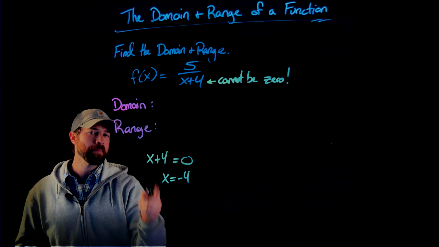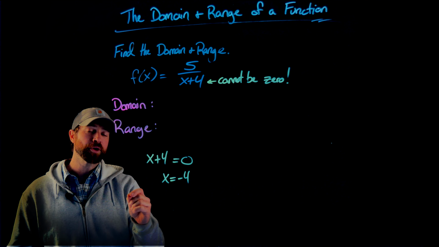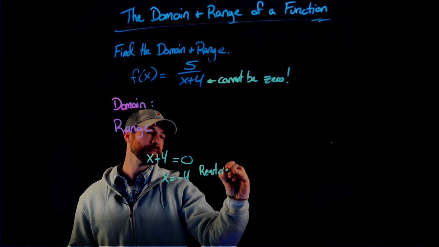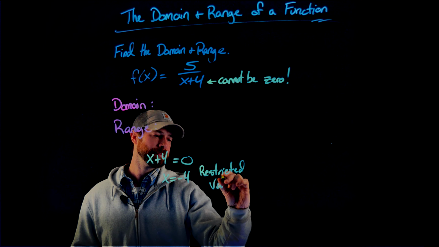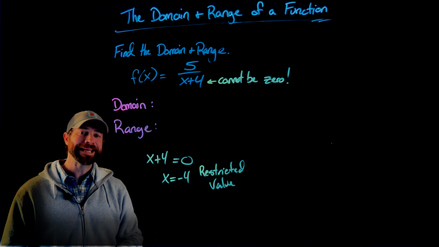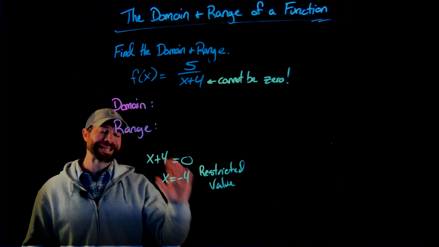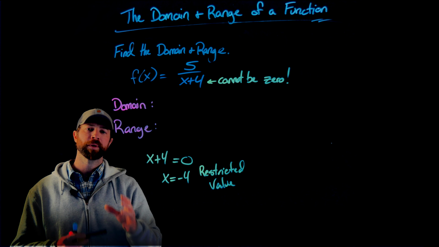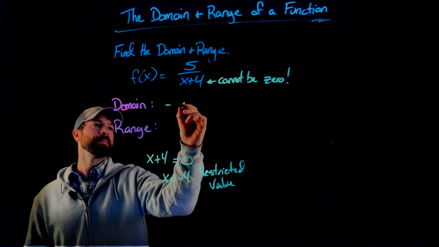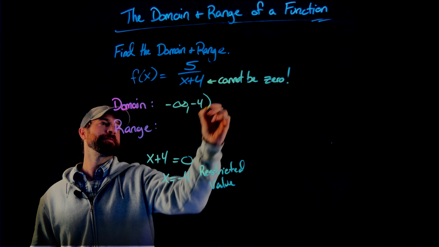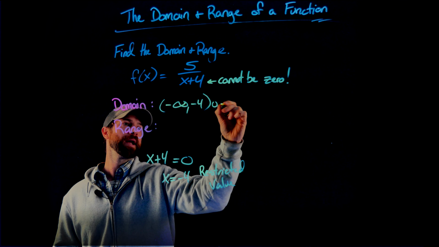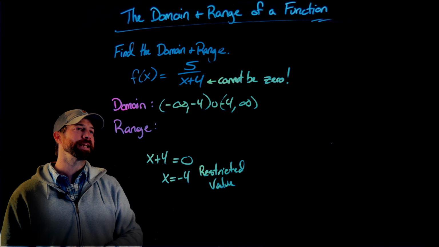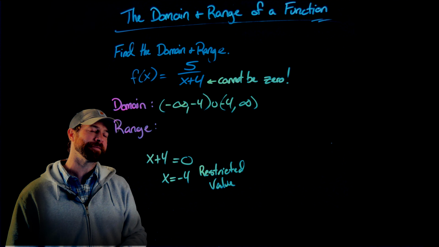Now this is not the domain. This is the one value that is not in the domain. We call this a restricted value. The domain is actually all real numbers except that poor number, -4. In interval notation, it's a bit awkward. We write this as two disjoint sets, -∞ to -4, not including -4, and -4 to infinity. That's how we write the set of numbers that include all real numbers except the number -4.